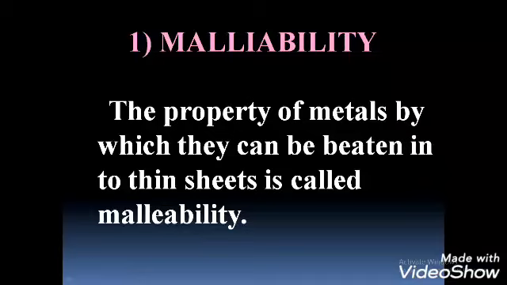Okay, so we studied the first property, malleability. The first and most important physical property of metal, malleability. What is malleability? The property of metals by which they can be beaten into thin sheets. Understand? Okay.